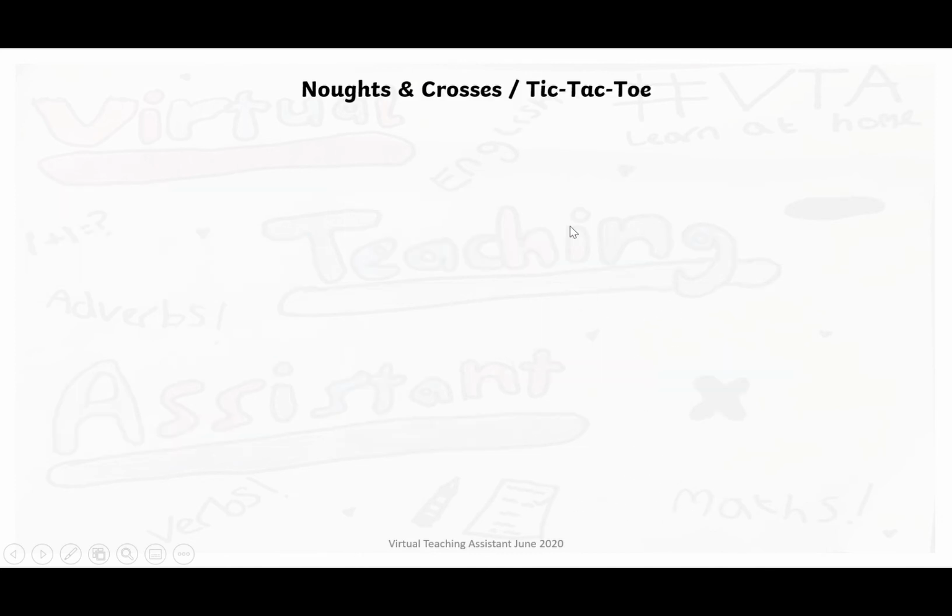Okay, next, noughts and crosses or tic-tac-toe. So imagine if you were playing noughts and crosses. Okay, draw your grid. This is for your 3 times table. Okay, so you draw your grid out, and then what you're going to do is you're going to start and write in numbers 1 to 9. So you're going to go 1, 2, 3, 4, 5, 6, 7, 8, 9.